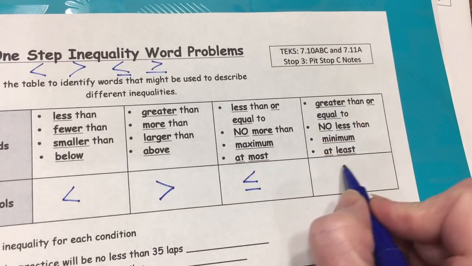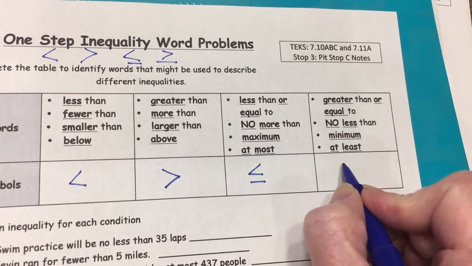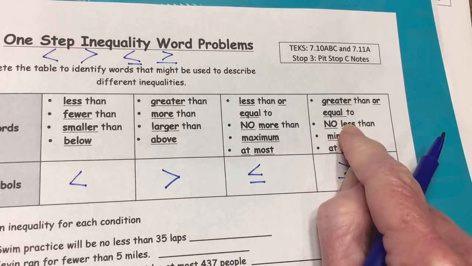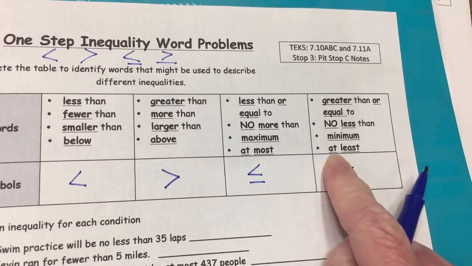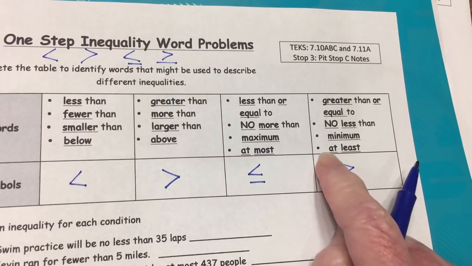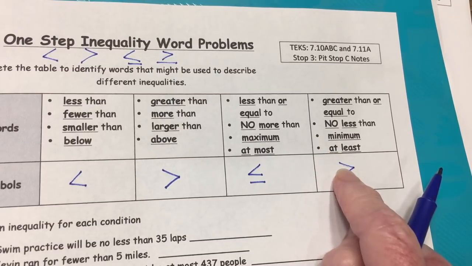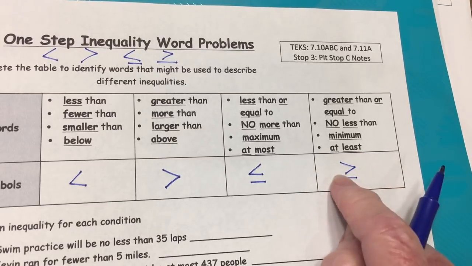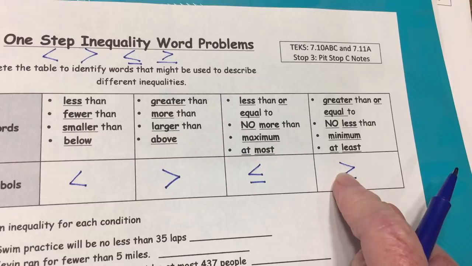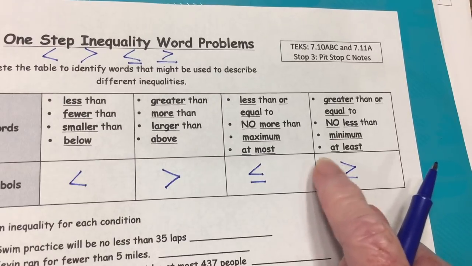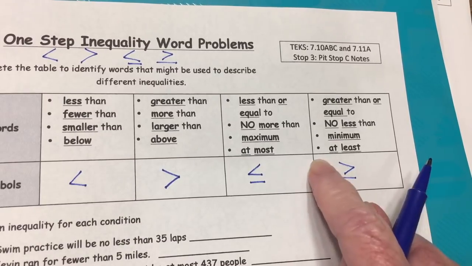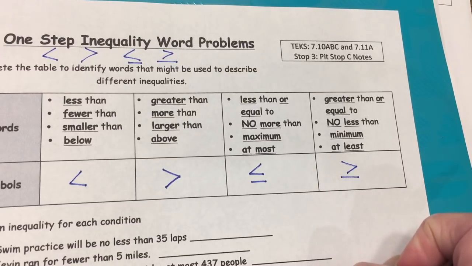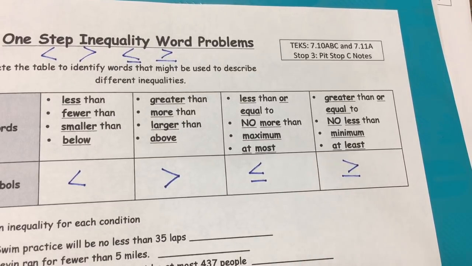Okay, and then greater than or equal to, that's going to be this symbol here. Okay, but it also will be expressed as no less than. That's like the opposite of less than, so that would be greater than or equal to. Minimum, okay, the minimum is the least, right? So it could be more, but not less. And then at least would be, it could be bigger than that, but not smaller. So if you have to make at least a 70 on your test, you can make a 70, or you can make larger than a 70, okay?